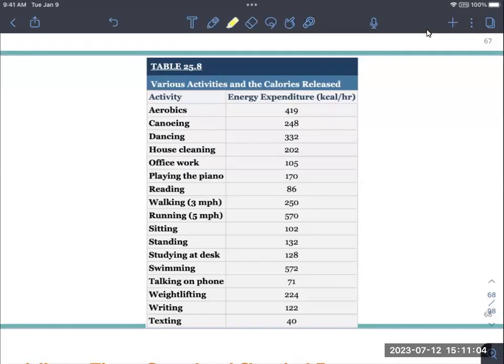swimming. Swimming consumes quite a bit because there's a lot of resistance to it. Texting even. You can burn 40 calories an hour. You're texting for an entire hour.